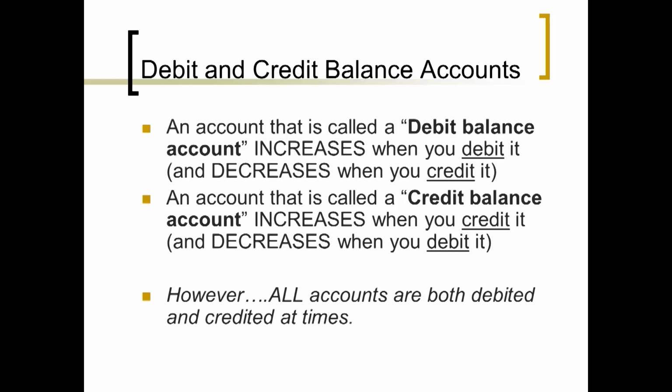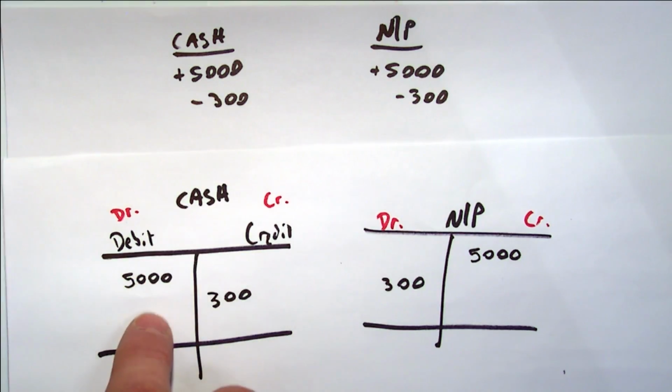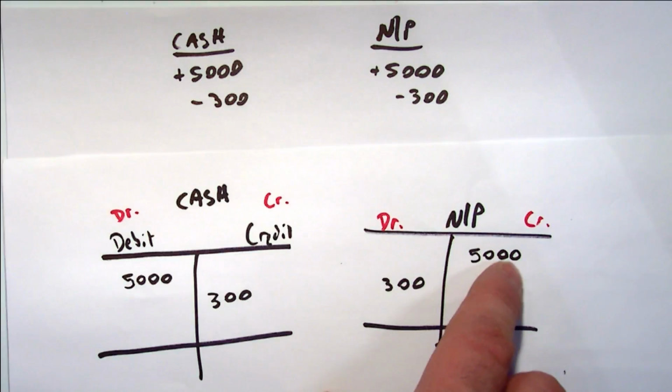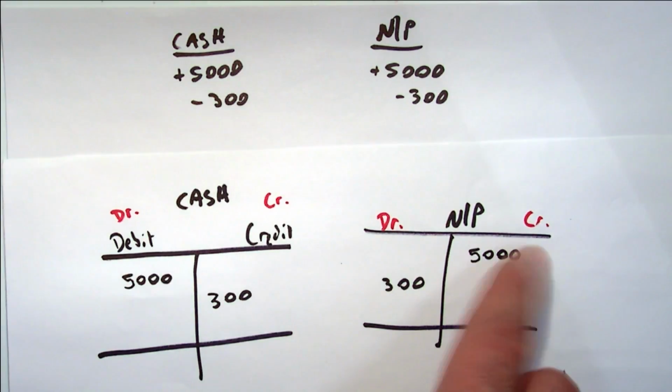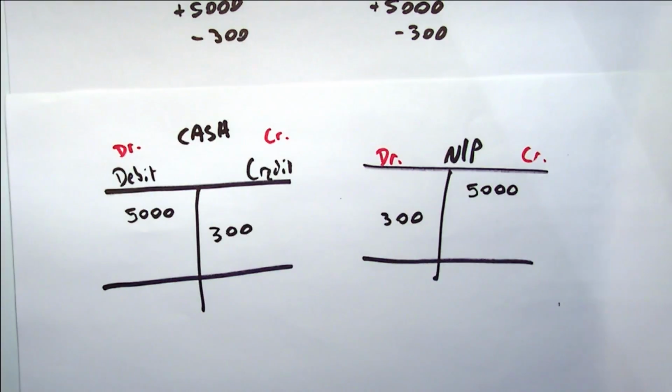Now, I told you that cash was a debit balance account. We kept track of increases on the debit side. I told you that notes payable is a credit balance account. Credits are kept track of on the credit side. And remember, there's no pluses or minuses. The question you should have in your brain now is what? Does anybody know the question that should be in their brain?